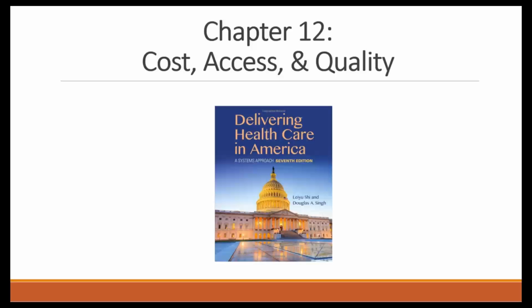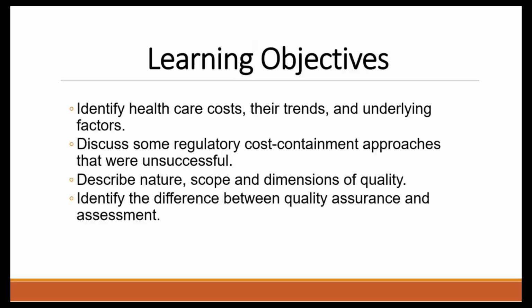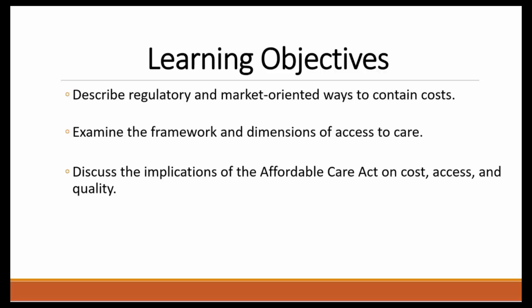So let's quickly go over the learning objectives. The learning objectives for this chapter are that you'll be able to identify healthcare costs, their trends and underlying factors, discuss some regulatory cost containment approaches that were unsuccessful, describe nature, scope, and dimensions of quality, identify the difference between quality assurance and assessment, describe regulatory and market-oriented ways to contain costs, examine the framework and dimensions of access to care, and last, discuss the implications of the Affordable Care Act on cost, access, and quality.